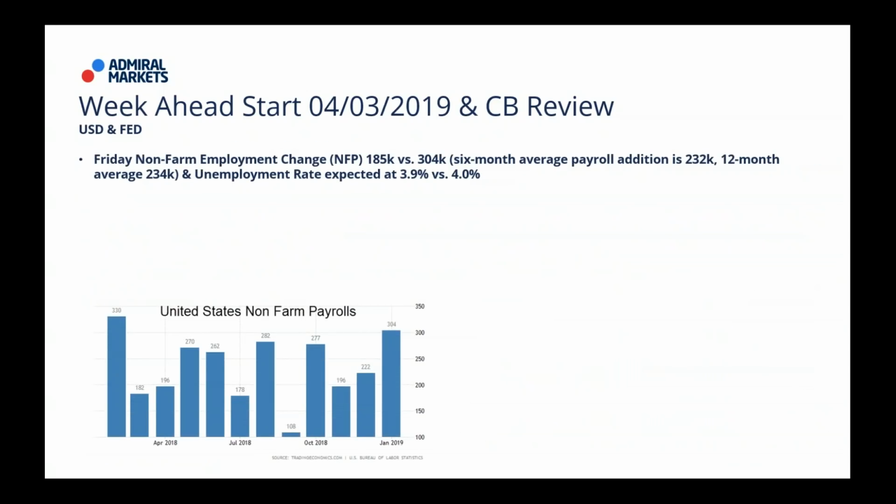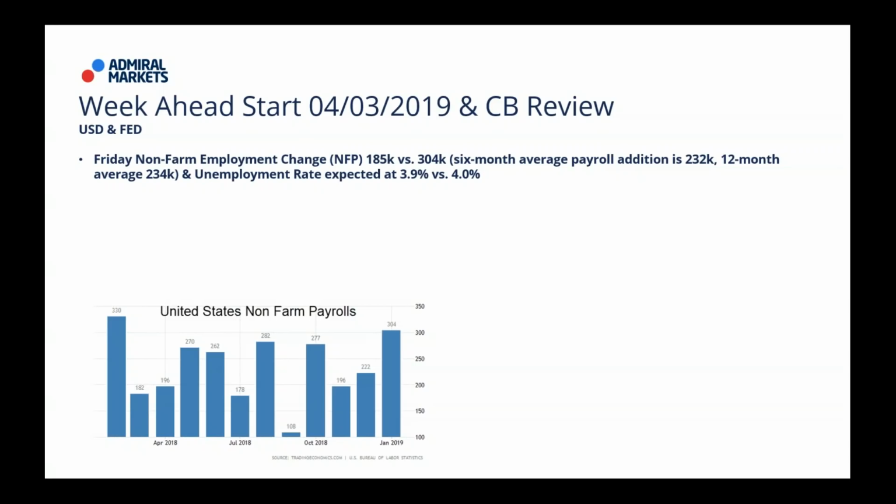All right, dollar and the Fed. Friday we have NFP. Yoo-hoo! 185K versus 304. Now, I haven't talked to you guys about this in the past, so I'll mention it now. It's important. Usually the big boys look at what's called a 6-month average payroll addition and a 12-month average. So a single headline print looking super sexy or super bad can, of course, cause a reaction in the dollar. But it's more relevant to look at these averages because it takes some of the noise and seasonality out of the headline number.